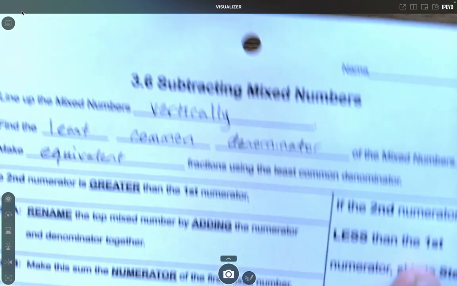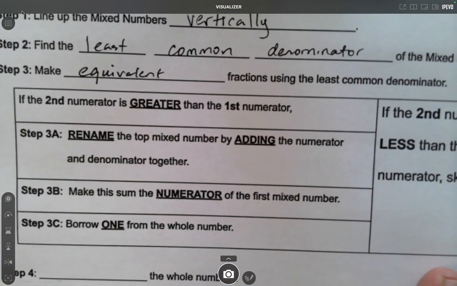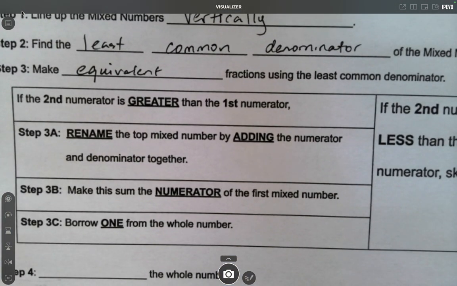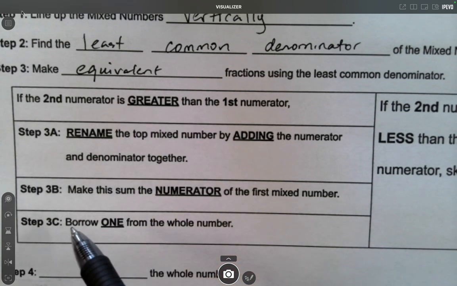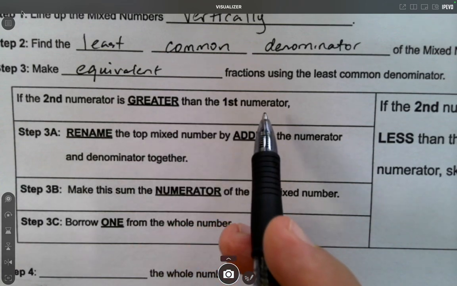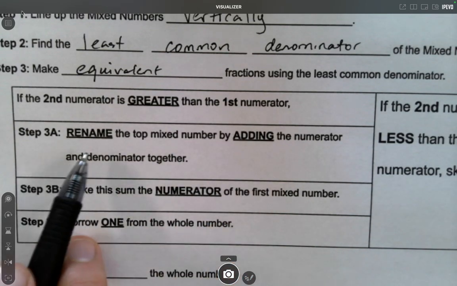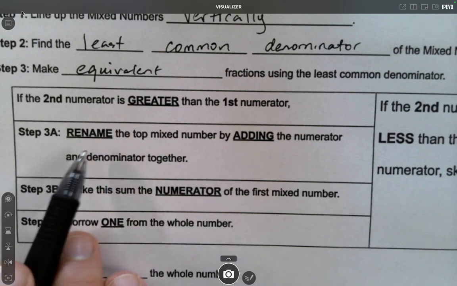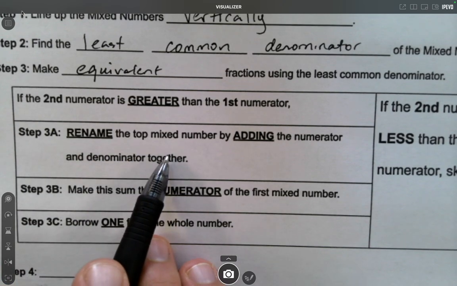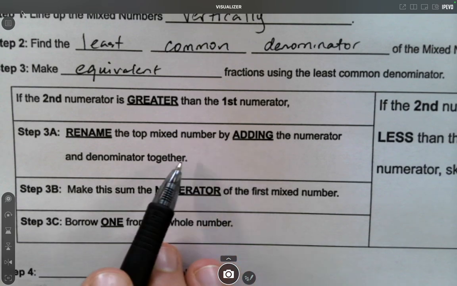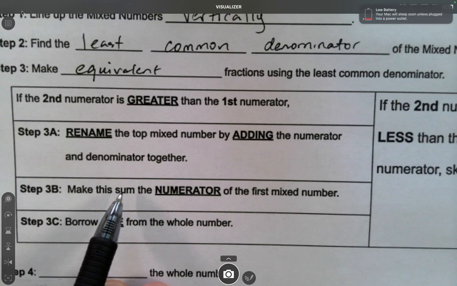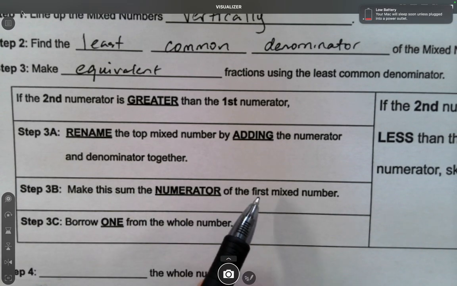I didn't leave any blanks because I thought it'd be better for me to just talk through it and you just listen and make sure you understand. If the second numerator, that means the one on the right or the one on the bottom, is greater than the first numerator, then we're going to have to rewrite, this says rename, you can also say rewrite the top mixed number by adding the numerator and the denominator together. We'll make this sum the numerator of the first mixed number.